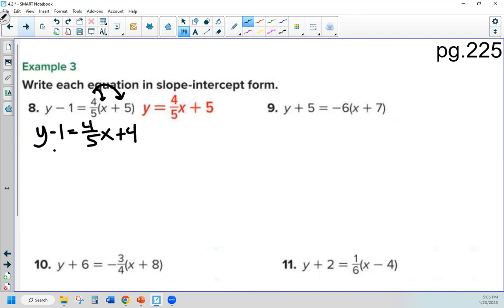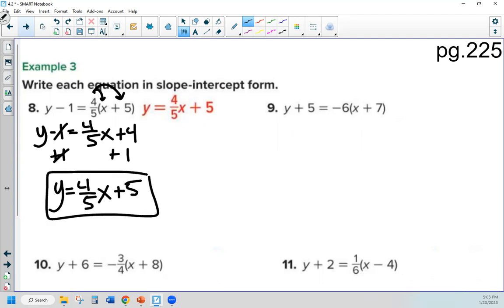What else do I do here? I'll take 1 to the other side, cancel, cancel, and now I have my slope of 4/5 and my y-intercept of 5. I am able to graph this very easily by putting the y-intercept as 5 and then doing rise over run with 4/5. All right, pause it right now. I'm going to give you the answer for number 9 and then do the work pretty quickly.